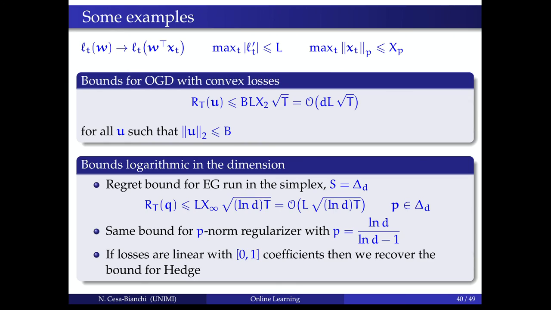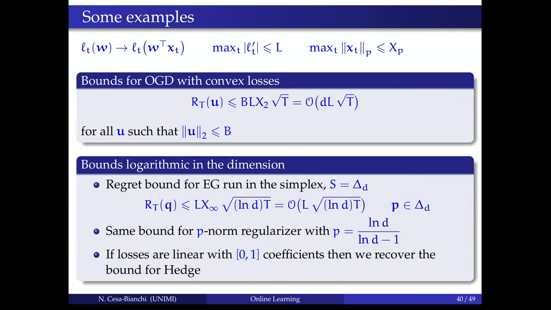Now you see, this is very reminiscent of experts. Indeed, if losses are linear and have 0-1 coefficients, then I really recover the experts bound for hedge. So the algorithm is hedge, and I have the experts bound for hedge. You can view it as a generalization of hedge for convex losses instead of linear losses. I linearized the problem, but I'm still looking at the original regret for convex losses.